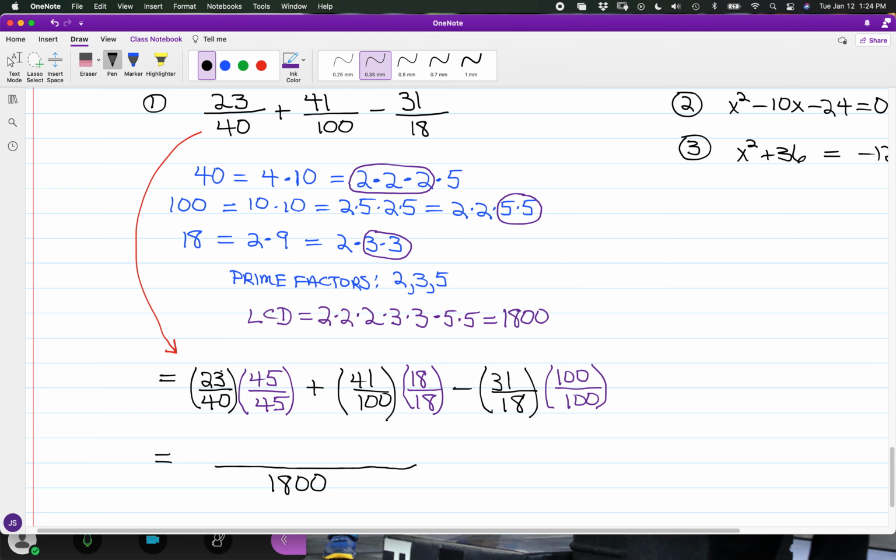Now, for what we have with the numerators, okay, so we have for 23 times 45, okay, that'll be 1035. Now for 41 times 18, that'll be 738. And then we have minus, okay, 31 times 100, so it'll be minus 3,100.